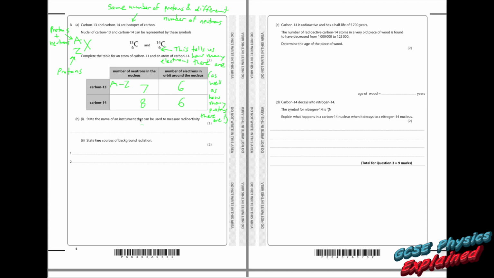State the name of an instrument that can be used to measure radioactivity. That's a Geiger-Müller tube or a Geiger counter. Sometimes just referred to as a GM tube.